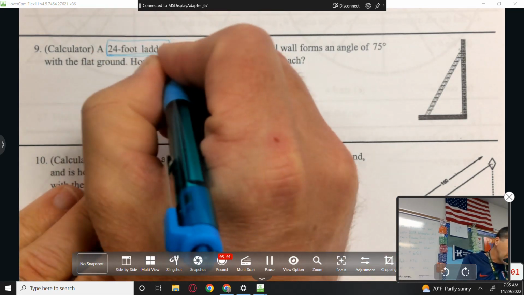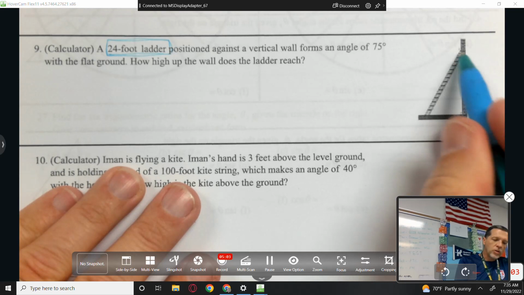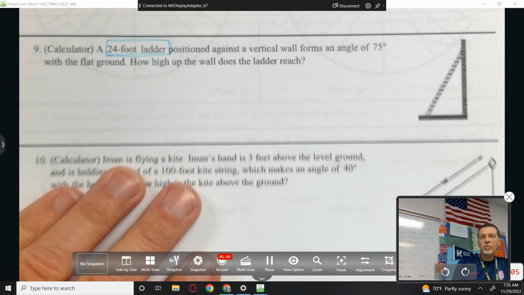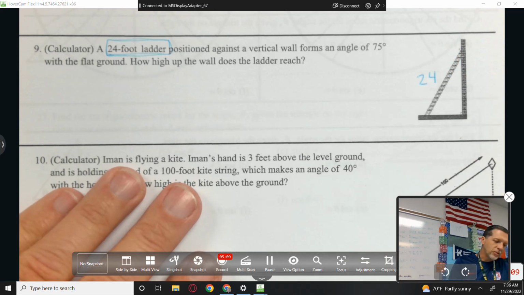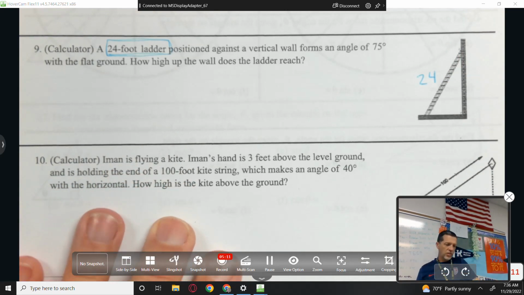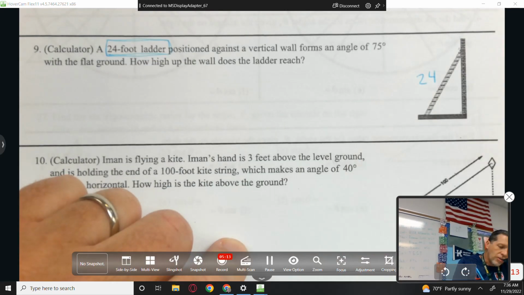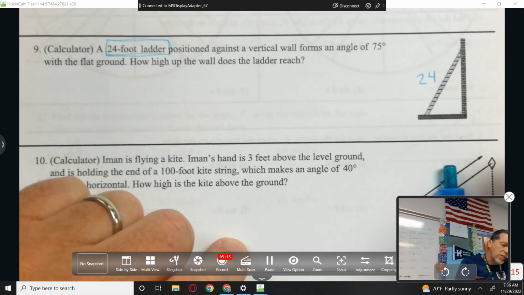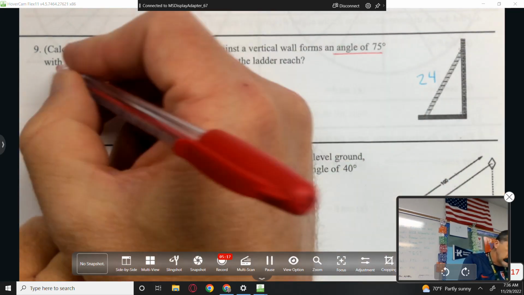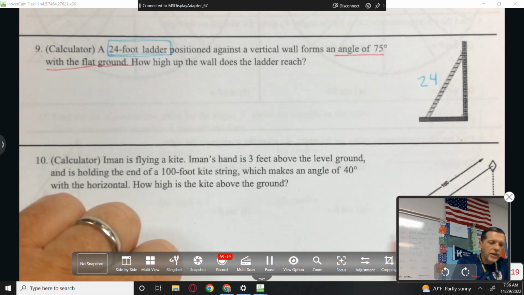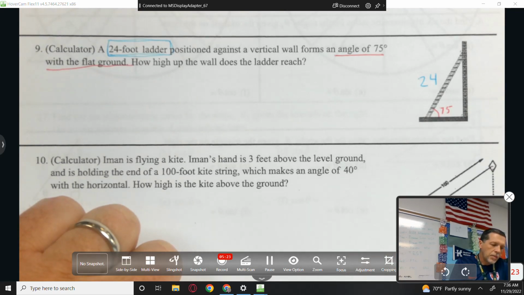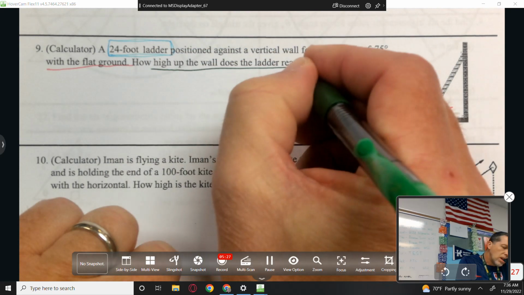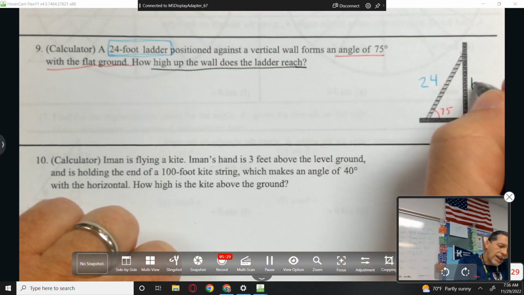So the ladder is 24 feet long. So where do I label 24 on the picture? The slant. Yeah, the hypotenuse or the ladder is 24. Positioned against a vertical wall, forms an angle of 75 degrees with the flat ground. Okay, so the ladder makes an angle with the ground of 75. How high up the wall does the ladder reach? I guess we could call that H.